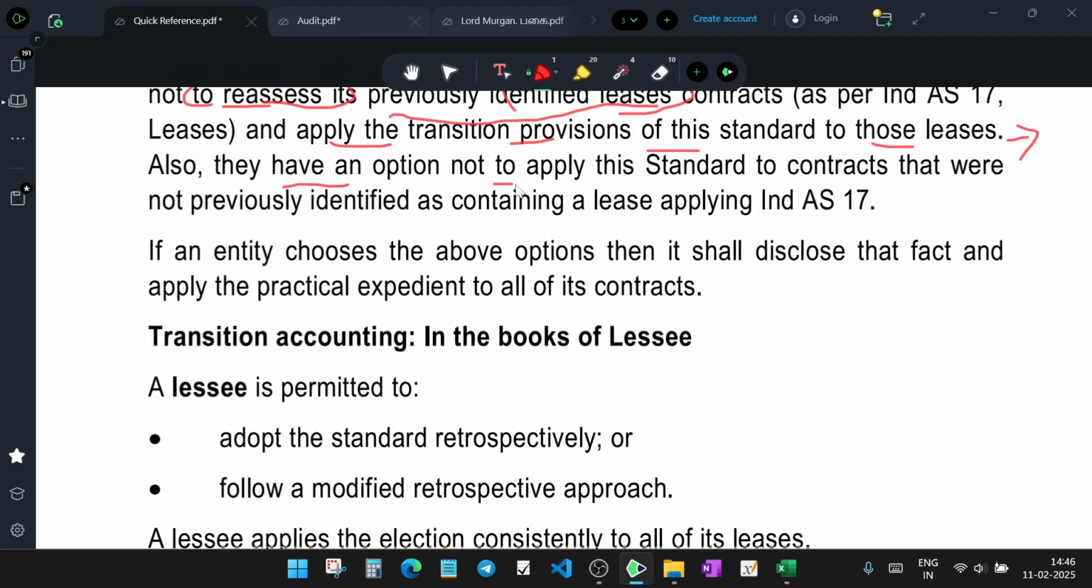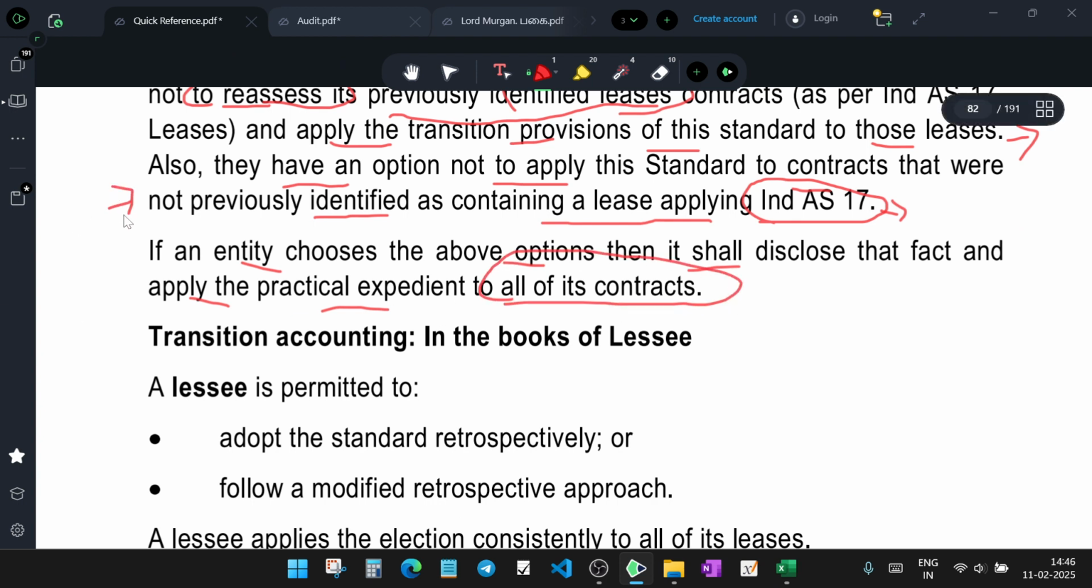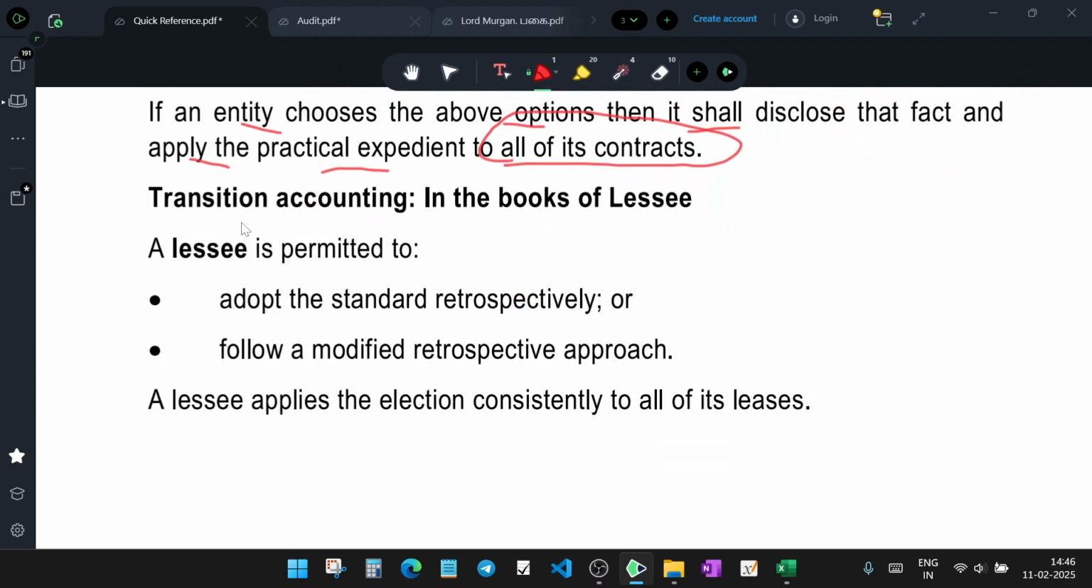Also, they had the option not to apply the standard to contracts which were not previously identified as containing a lease under Ind AS 17. As per Ind AS 17, if it has not been applying the standard, then it should not be identified. If the entity chooses the above option, then it shall disclose the fact that it applied the practical expedient for the contracts. If they have done this, they need to explain it in their disclosure.